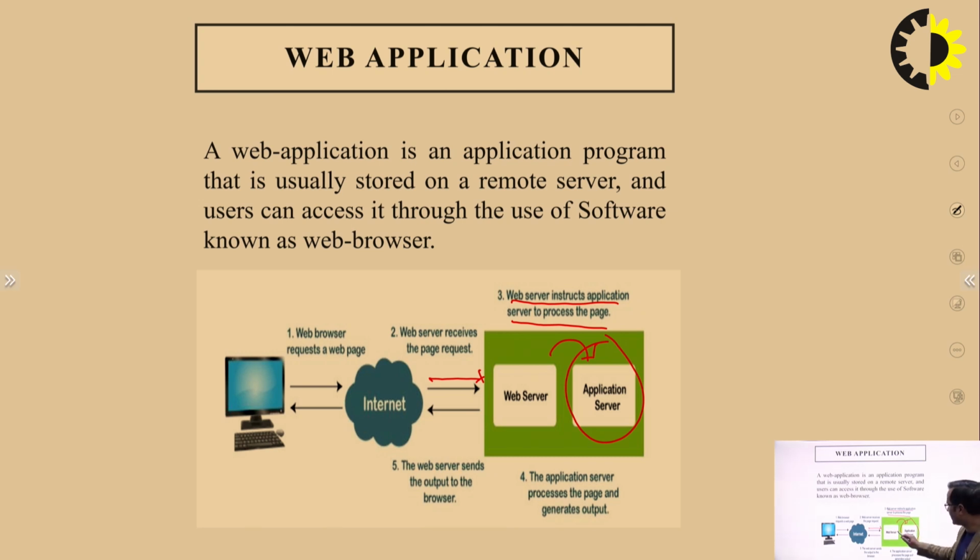So the request came to the web server. The web server has instructed the application server to create the web pages. The application server processes the page and generates the output, and then finally the web server sends the output to the web browser, that means the client. So what we see here is the client initiated the request, the request goes to the server, the server has generated the web content, and then finally sends a response to the client.